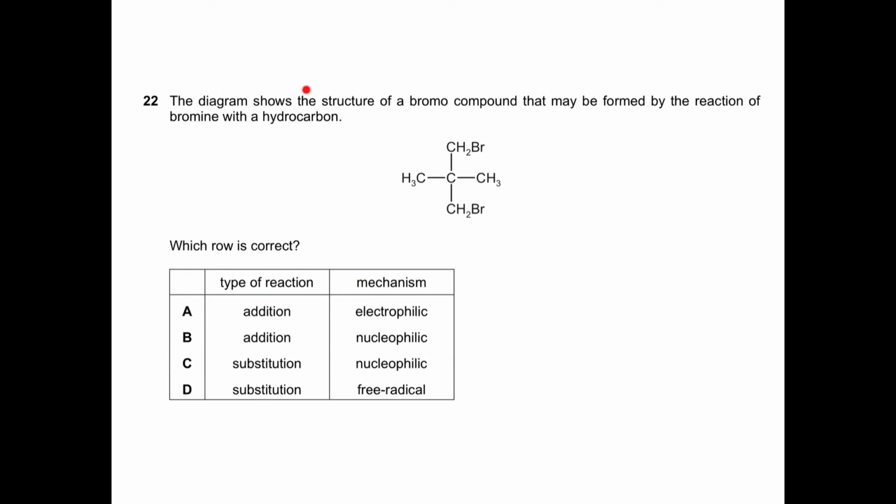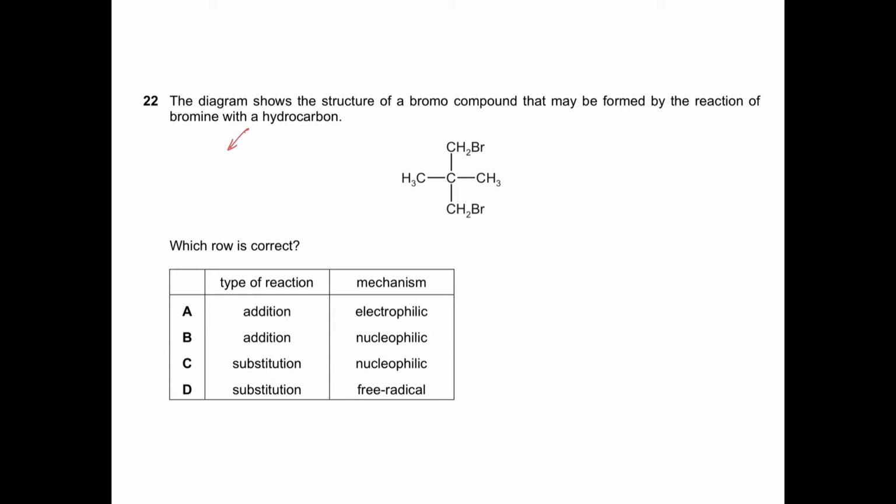The diagram shows the structures of a bromo compound that may be formed by the reactions of bromine with a hydrocarbon. Okay, so bromine with a hydrocarbon. When you see these, you have to know that bromine with a hydrocarbon. The hydrocarbon here can be alkane and alkene in our AS syllabus. So that's why I'm going to break it down into two situations.